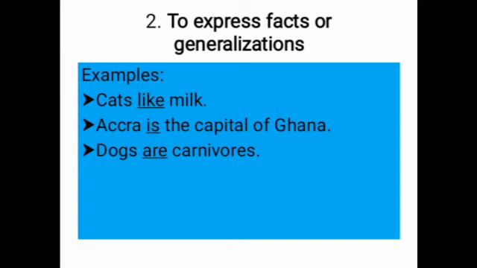Accra is the capital of Ghana. What's the verb? Is. And it's in the simple present tense. Okay? The last one there is what? Read it. Dogs are carnivores. Are is the verb, which is in the simple present tense. So that's number 2. We use the simple present tense to do what? To express facts or generalizations.